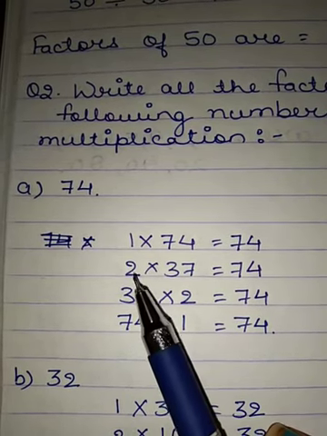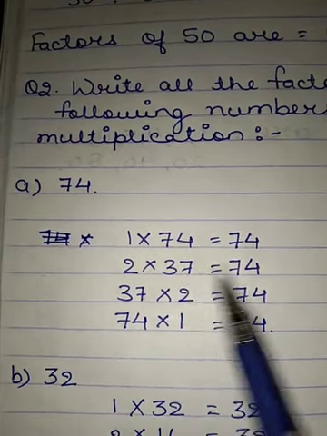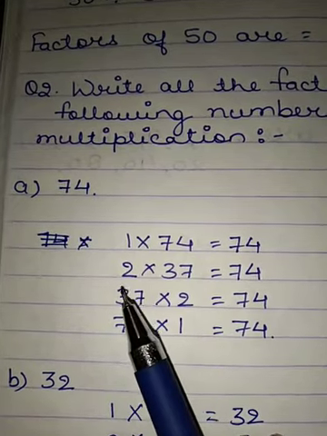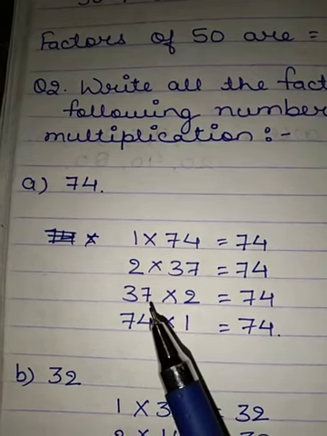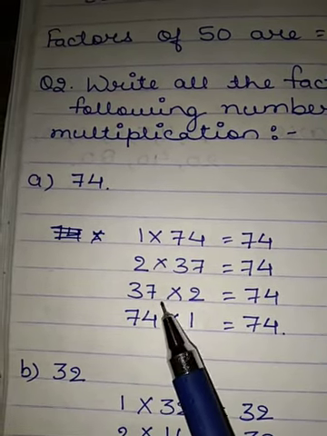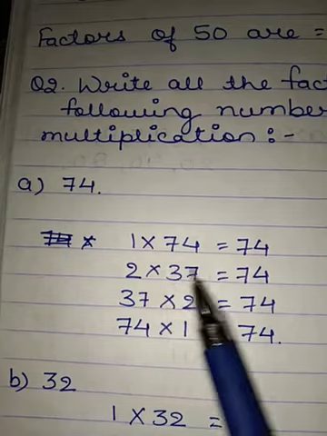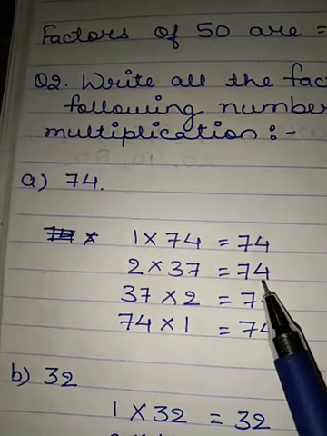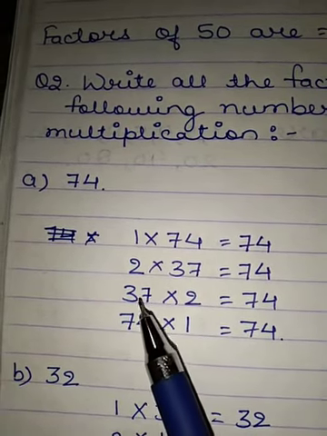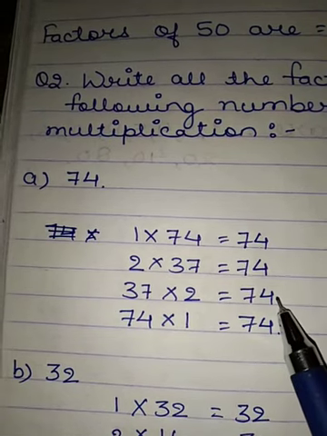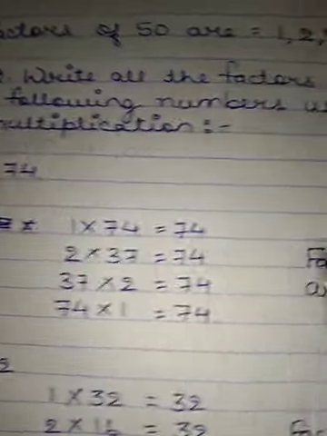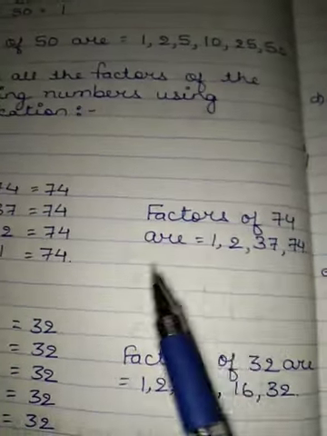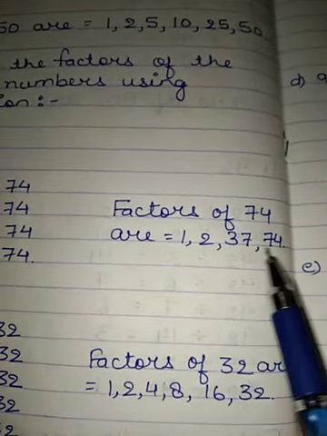In the table of 2 it comes 37 times. When we multiply 37 and 2, the answer will be 74. Now the third number is 37. We are multiplying 2 by 37 here, it comes 74. So 37 multiplied by 2 is also 74. 74 multiplied by 1 is 74. So the factors of 74 are 1, 2, 37, 74.